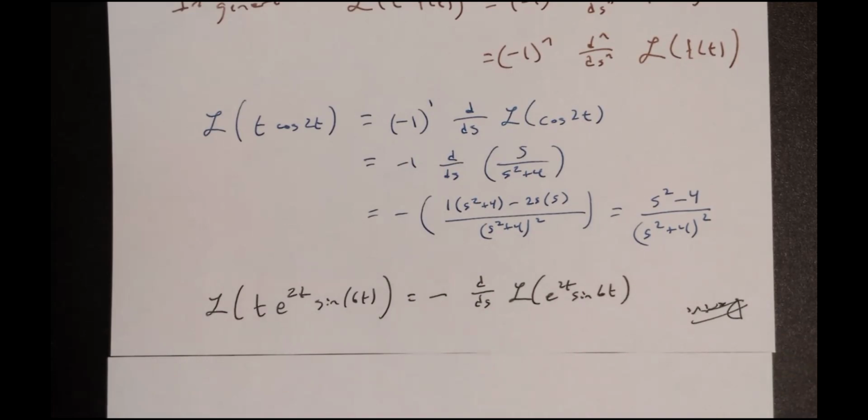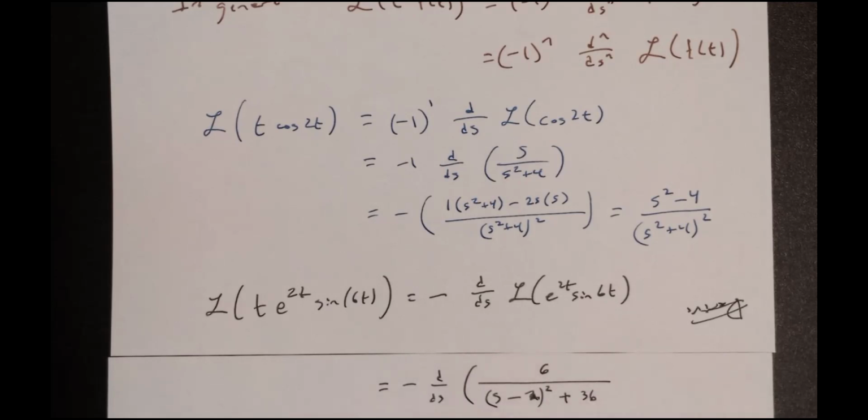It's 10, 11, somewhere in that range. e to the at sine bt. Well, a is 2, b is 6. Off I go. b over (s minus a) squared plus b squared. Oh, a is 2. I just write the number in.